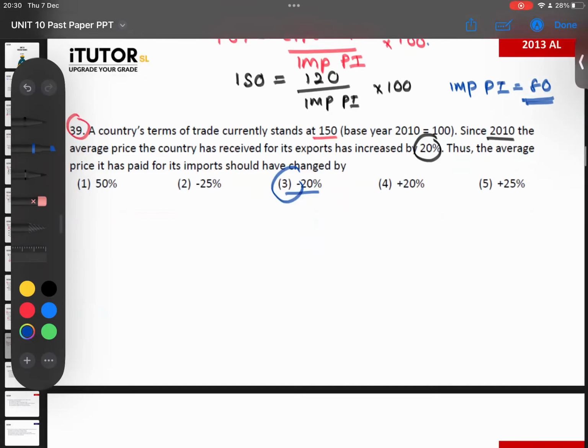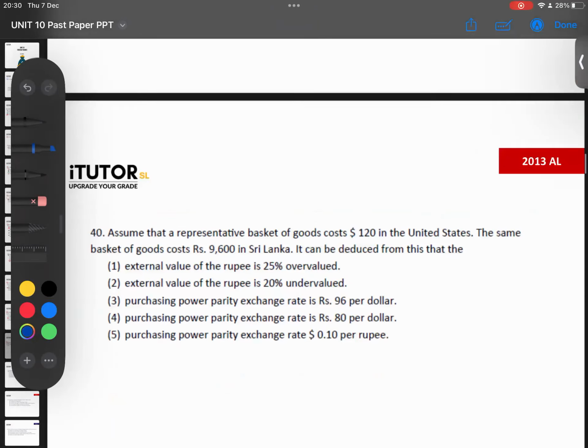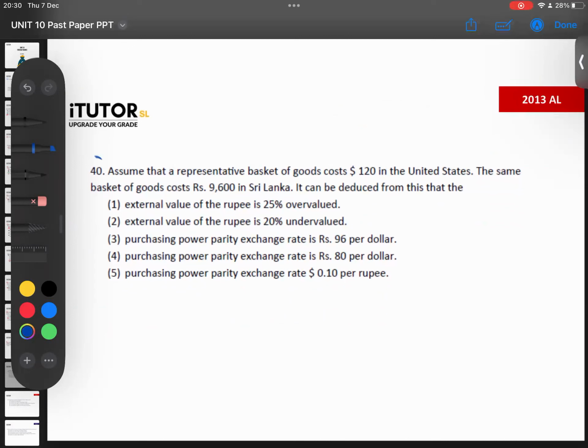Okay. Then question number 40. This is the easiest, I will say. Assume that a basket of goods costs $120 in the United States. Same basket of goods costs 9,600 in Sri Lanka. What is the purchasing power parity exchange rate now? Something worth $120 is worth 9,600 in Sri Lanka. Then something worth $1 is worth how much now?